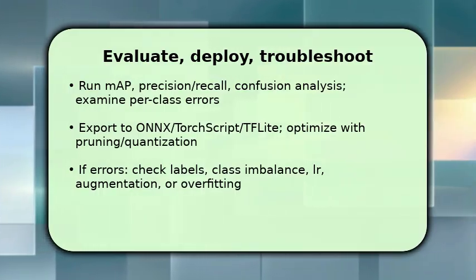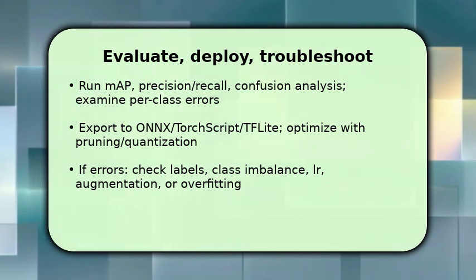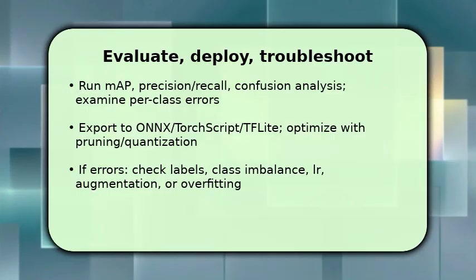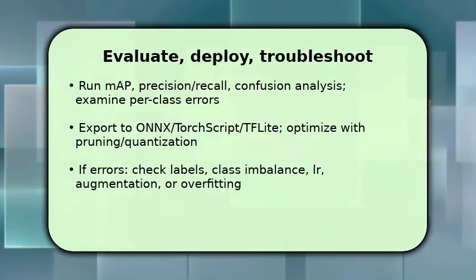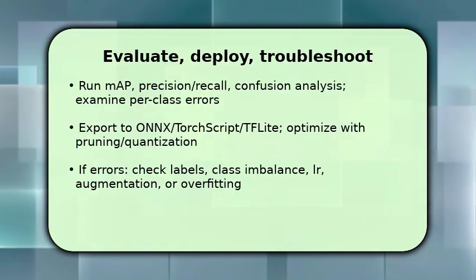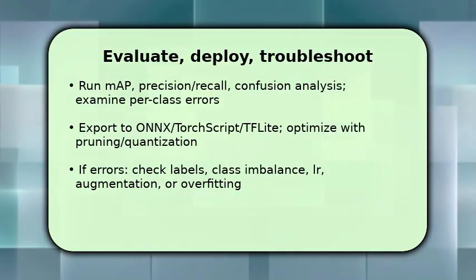If performance stalls, troubleshoot. Confirm label quality, address class imbalance with augmentation or reweighting. Reduce learning rate or regularize to fix overfitting, and validate preprocessing pipelines. Mismatched normalization often breaks inference.